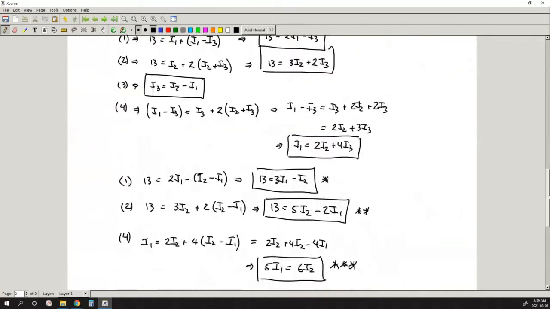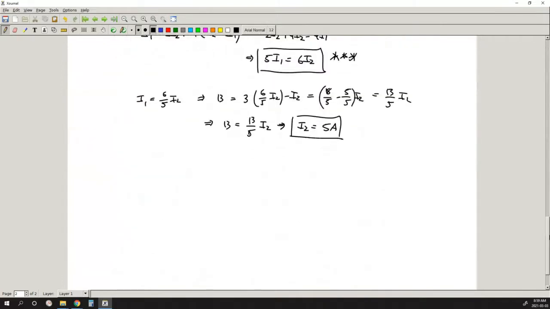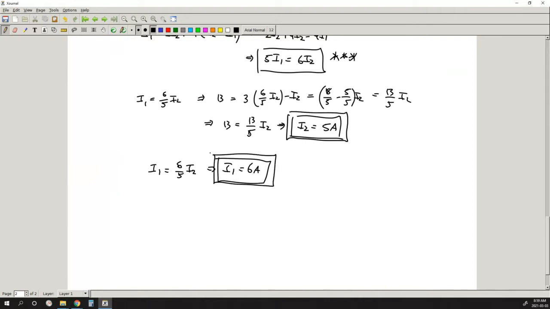So now we can just go through and finish it off. We can solve for, let's say, I1. We can just use triple star again. So let's say we have I1 is equal to 6/5 I2. Just plug in the 5 amps, and we're going to find that I1 is equal to 6 amps, which is the same thing that we found when we did it before also.